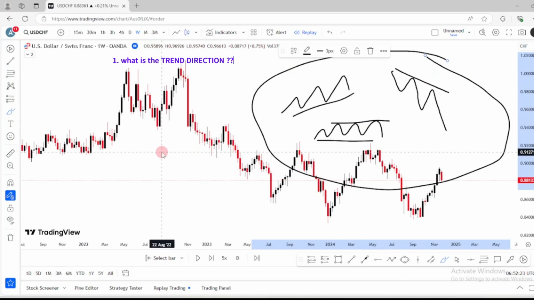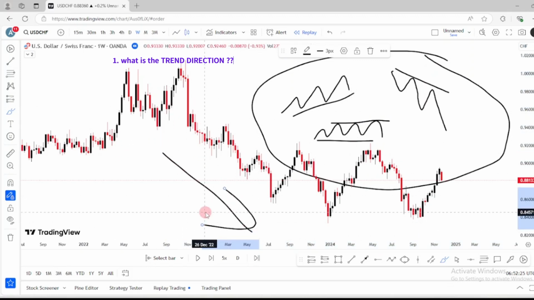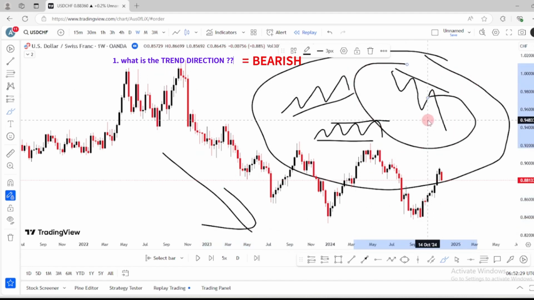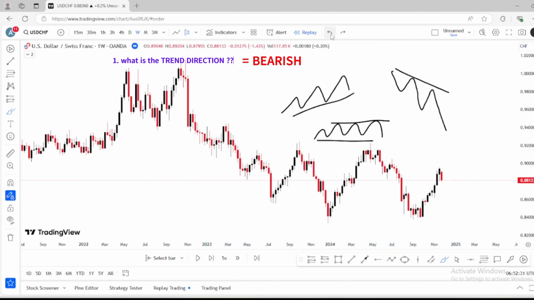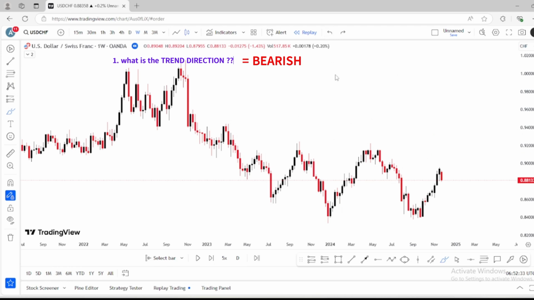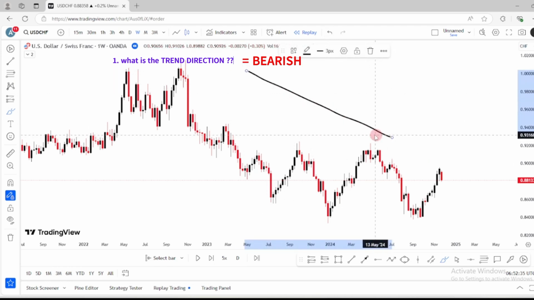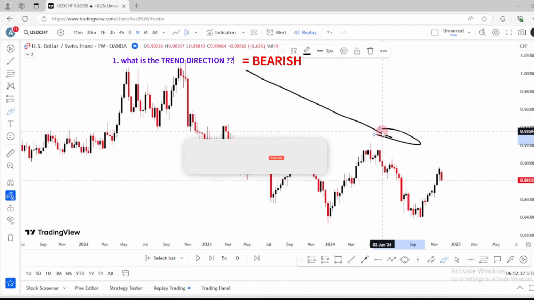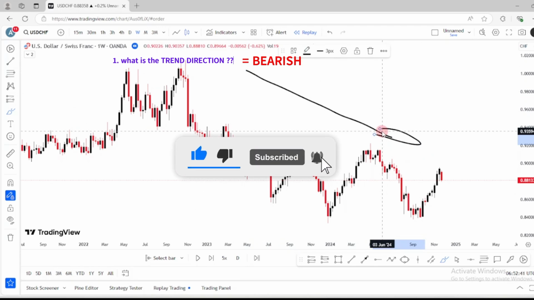So looking at the chart right now, what is the state that the market is in? The market is obviously in this state. That is the bearish stage. So now we find the trend direction to be bearish. Price is dropping to the downside, creating lower highs and lower lows. So that is the first thing you need to identify.